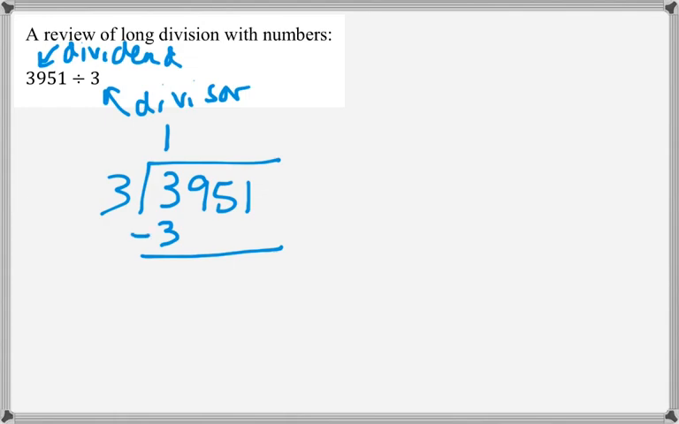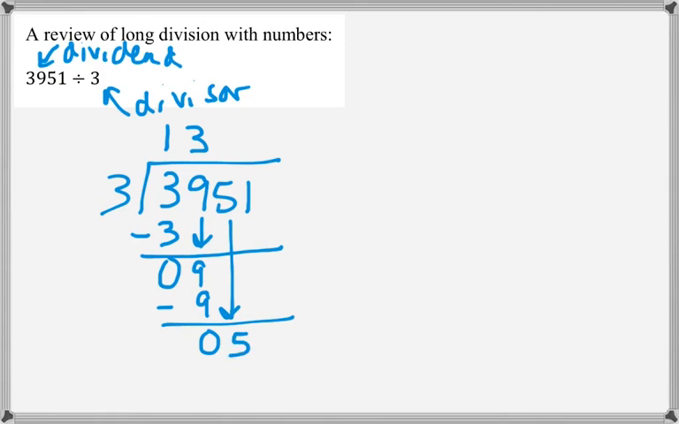And then we subtract that off, and we get 0. And then we bring down the 9, and then the whole process starts again. So now we are looking at the divisor and the 9 and saying 3 times what would give us 9? That would be 3 times 3. So we put a 3 up top. And 3 times 3 is 9. And so we subtract that off. We get 0. Bring down the 5.